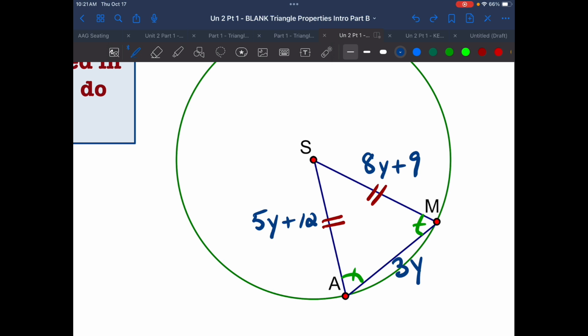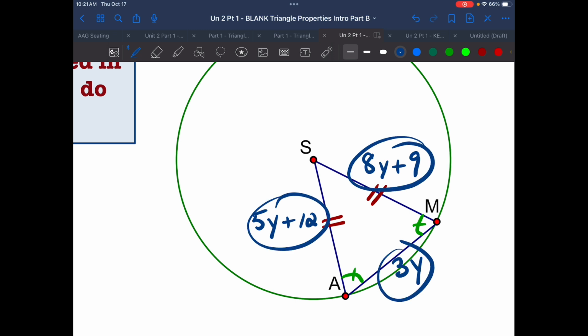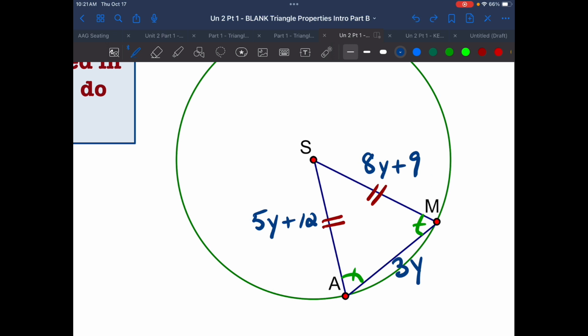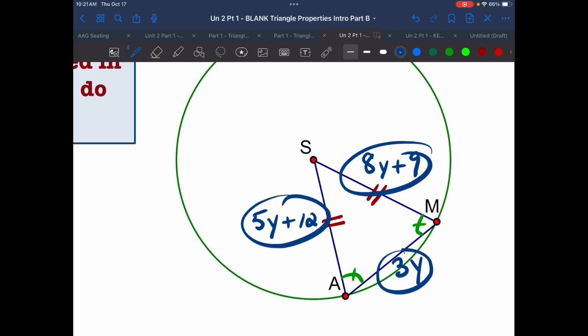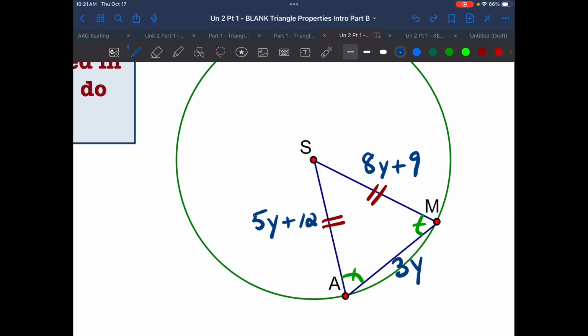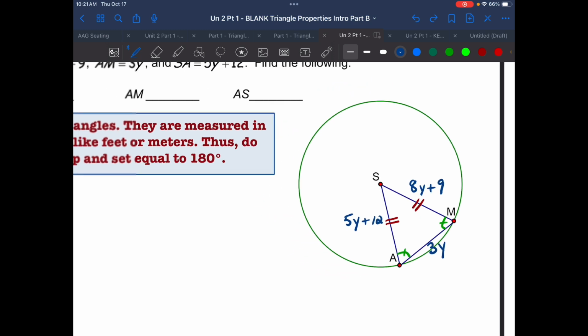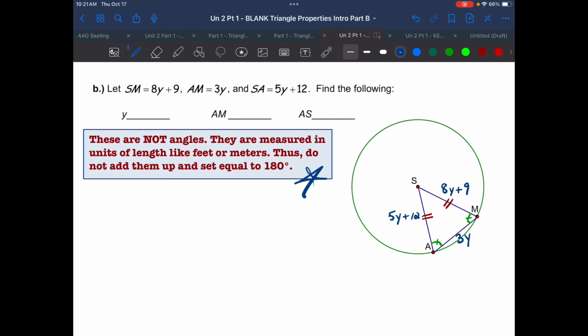Now one thing I want to really drive home in this last part of the video is these are side lengths, like I said. So do they have a sum of 180 degrees? No, these are lengths. They're units of length like feet or meters or miles, so they're not degrees. If you add up all three sides of a triangle, that's called the perimeter. The perimeter can be anything, any positive number. So we're not going to add these up and set them equal to 180 degrees, which I left you this little message about here.